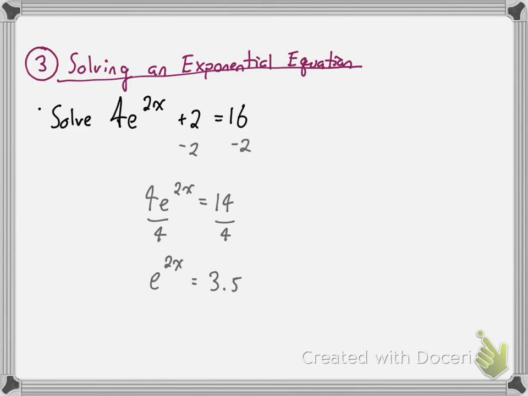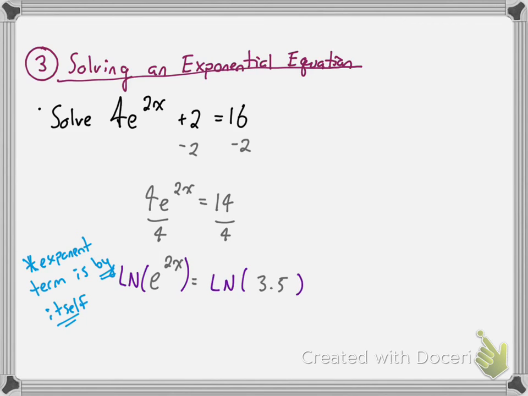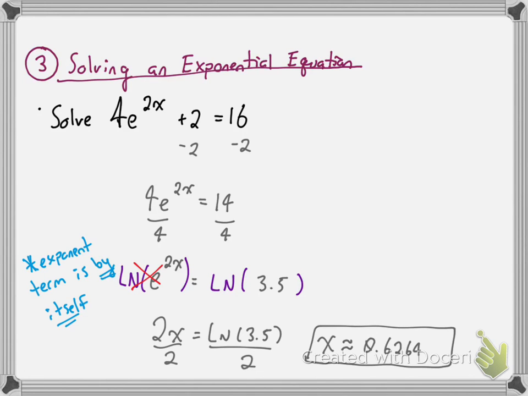Now remember, natural log is log base e. So I could write this as natural log of e to the 2x, because that natural log is going to get rid of that e. So when I do natural log of e, this cancels, and I'm left with 2x equals the natural log of 3.5. Now, natural log of 3.5, I could write that into my calculator, so now I can just solve like a regular algebra problem. I divide both sides by 2, I'm left with x equals 0.6264.